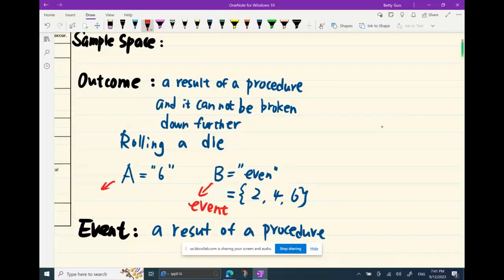A is also an event, but specifically speaking, A is an outcome. A is an outcome. All right.